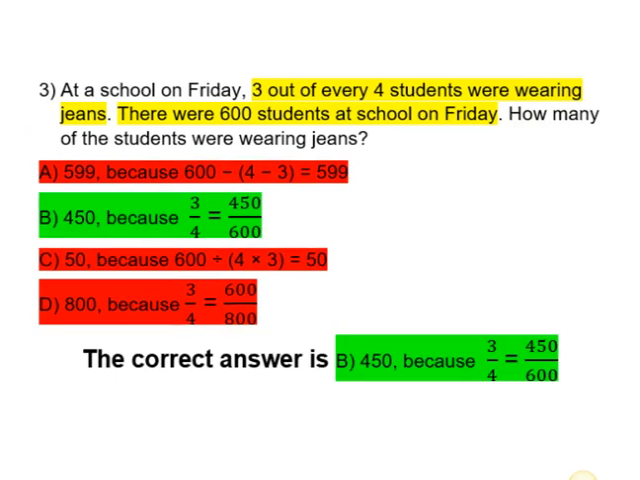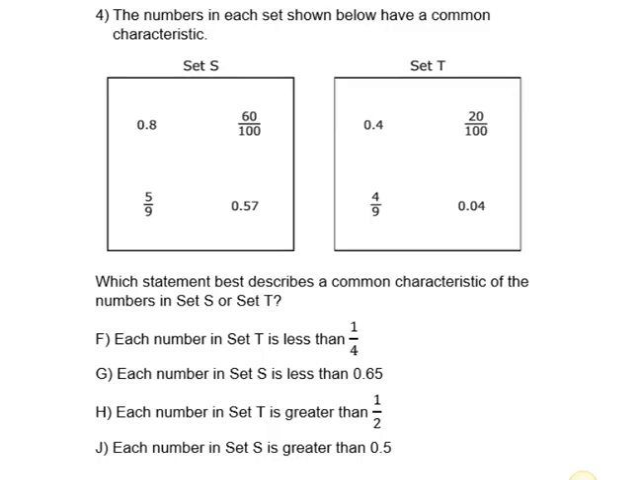And we are left with the correct answer, which is B, 450, because 3 over 4 is equal to 450 over 600. There were 450 students that wore jeans on Friday. Let's move to problem number 4.